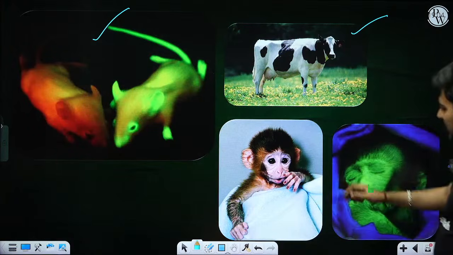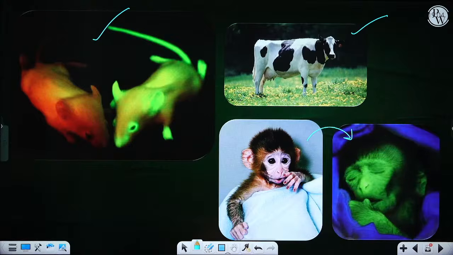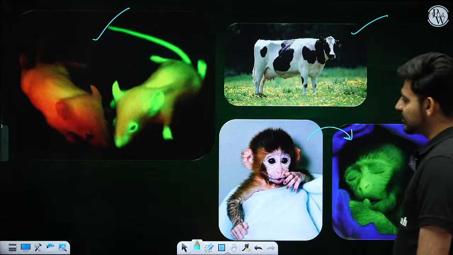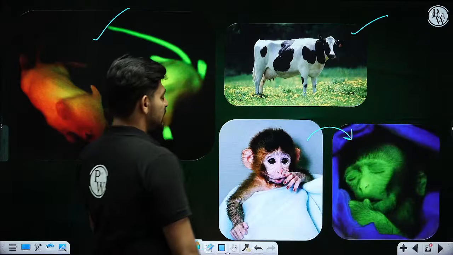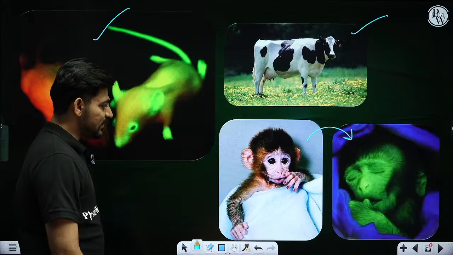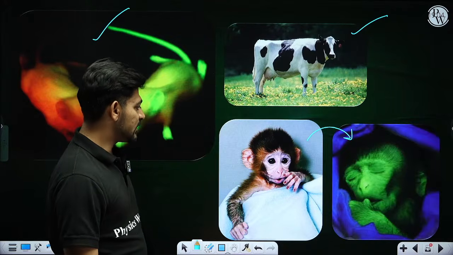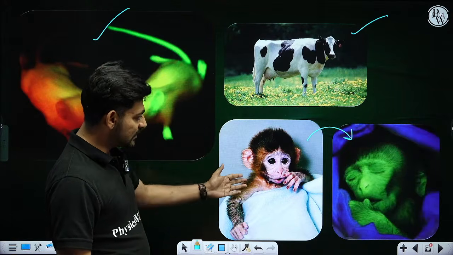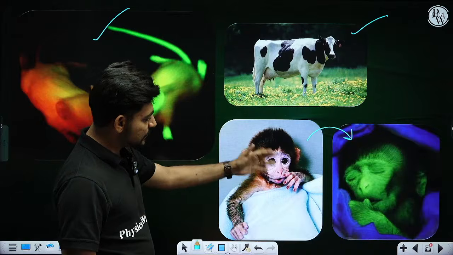Okay. This is Andy, another transgenic animal. Basically, it's a transgenic monkey. Again, we did the same thing. We have isolated the fluorescence or light emitting gene from jellyfish and inserted it into the cells of this particular creature.